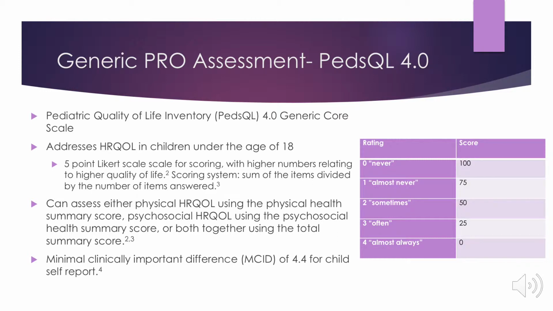We can assess either their physical health-related quality of life using the Physical Health Summary Score, the Psychosocial HRQOL using the Psychosocial Health Summary Score, or both of them together using the Total Summary Score. For my project, I focused on the Total Summary Score. A thing to note is the minimal clinically important difference, or the MCID, is 4.4 for the child self-report, which is what I used in my project.